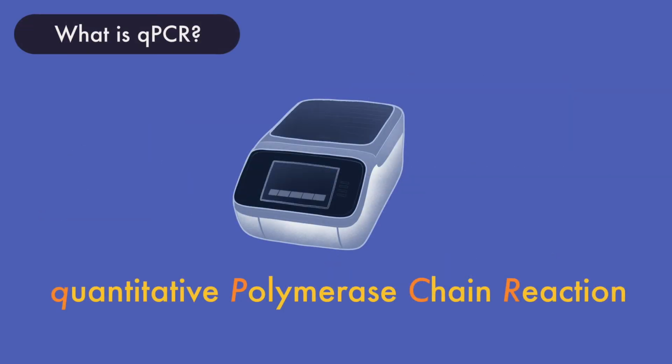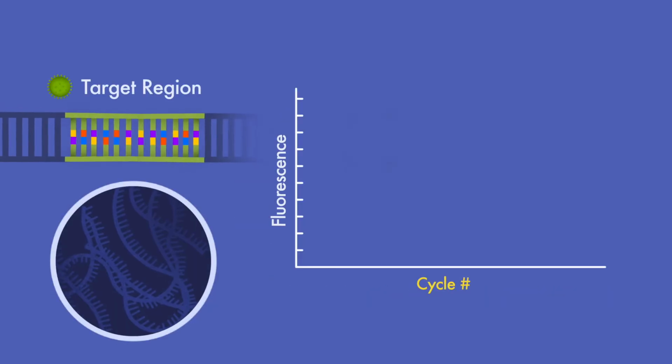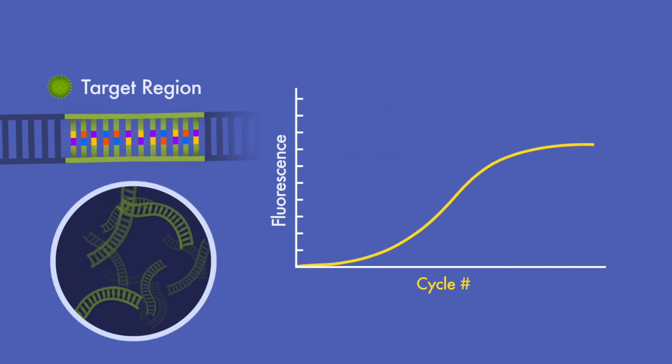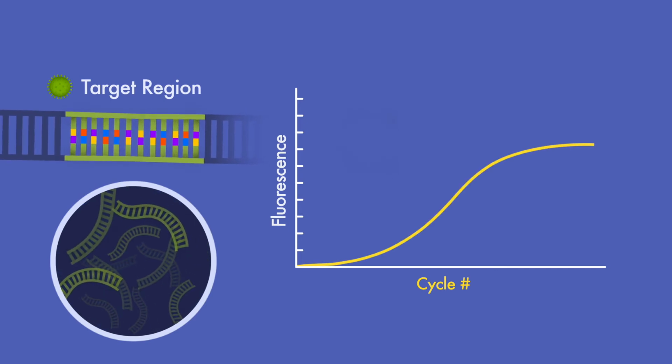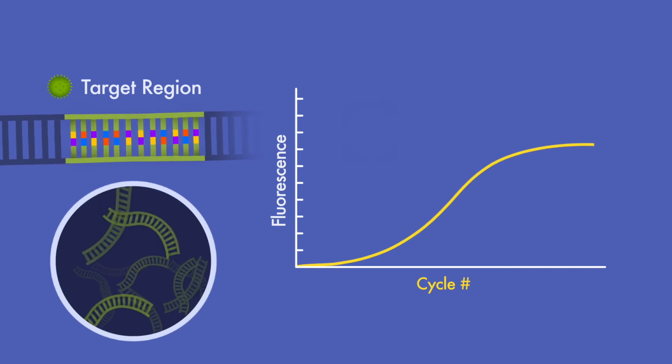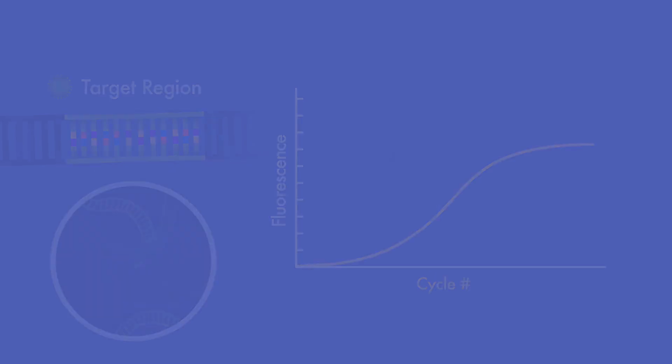What is qPCR? qPCR stands for Quantitative Polymerase Chain Reaction. It's a molecular technique that amplifies specific regions of a pathogen's genome and measures the rise in fluorescence as the target is amplified. This allows us to detect even a small amount of a pathogen in a sample.